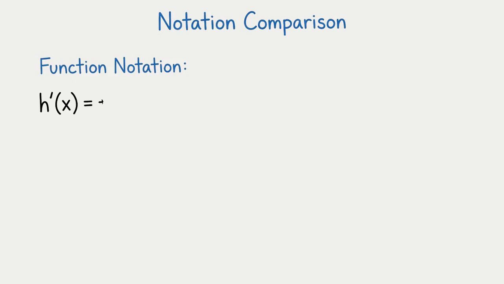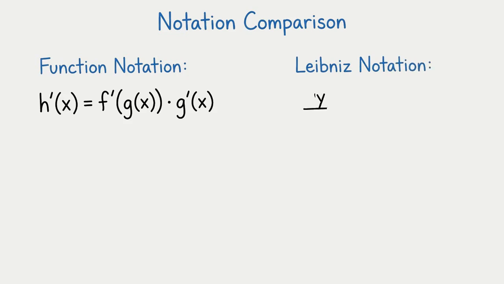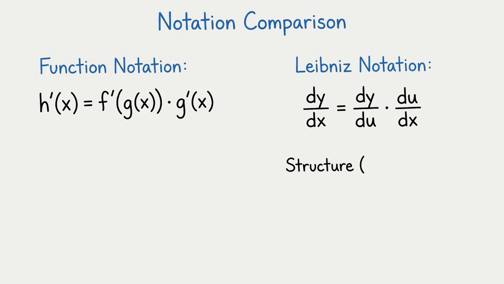Now let's talk notation. In function notation, again, if h of x equals f of g of x, then h prime of x equals f prime of g of x times g prime of x. In Leibniz notation, if y equals f of u and u equals g of x, then dy/dx equals dy/du times du/dx. It looks like you're canceling du's, and while that's not technically how it works, the structure reflects the dependencies. y depends on u, and u depends on x.